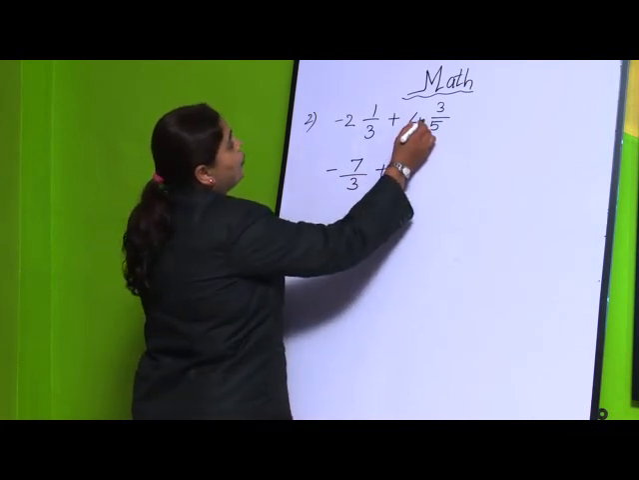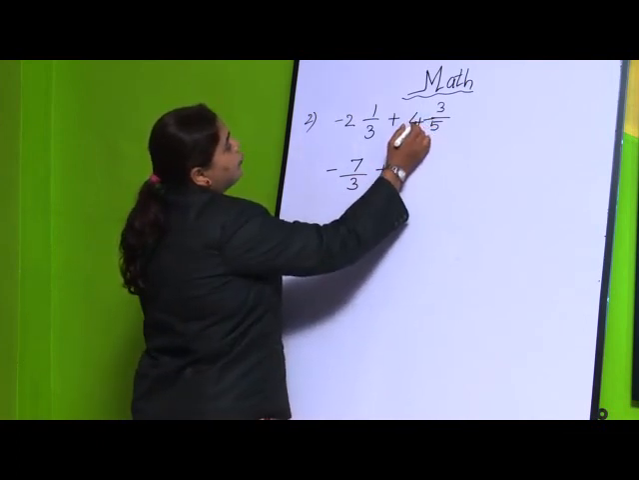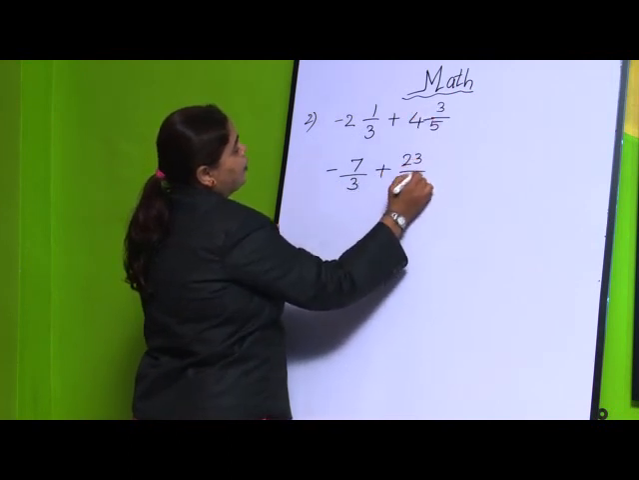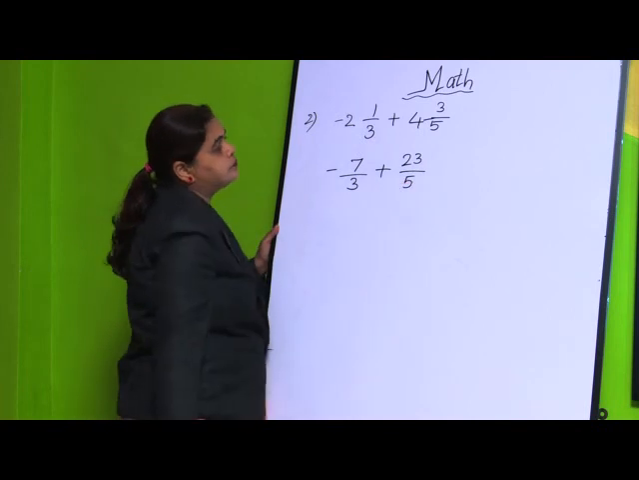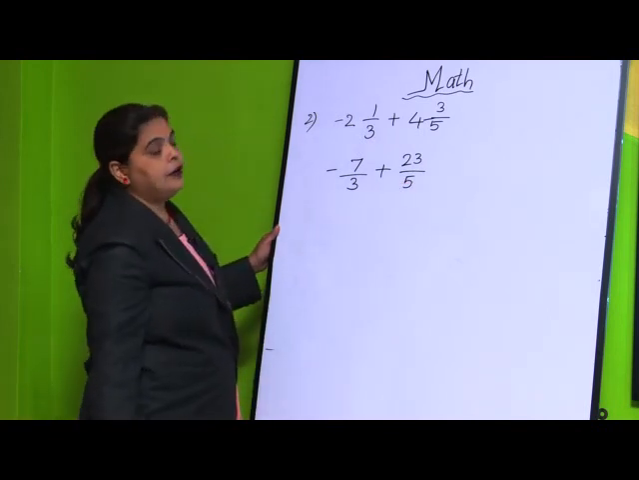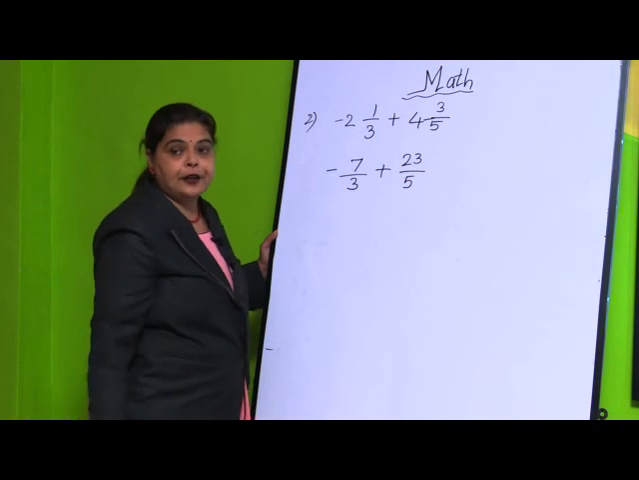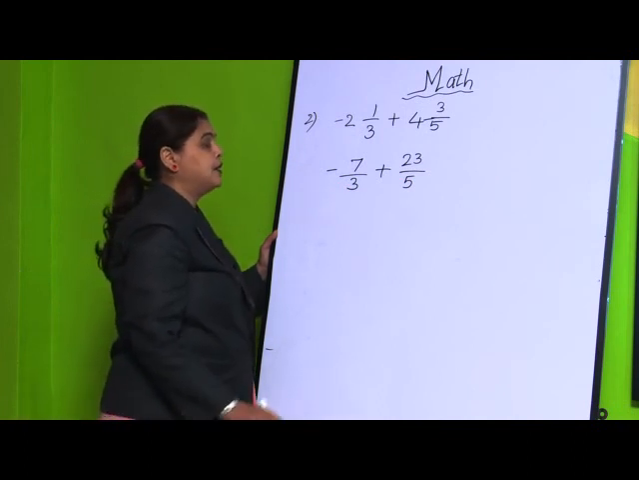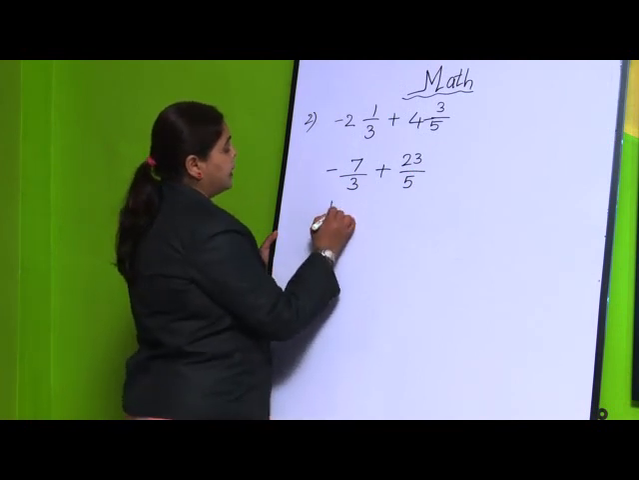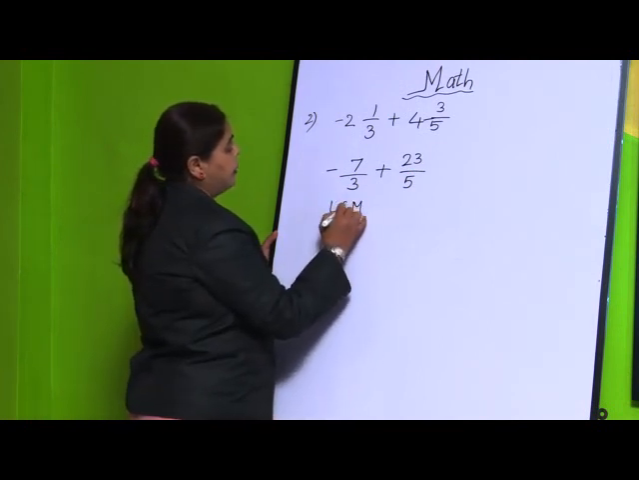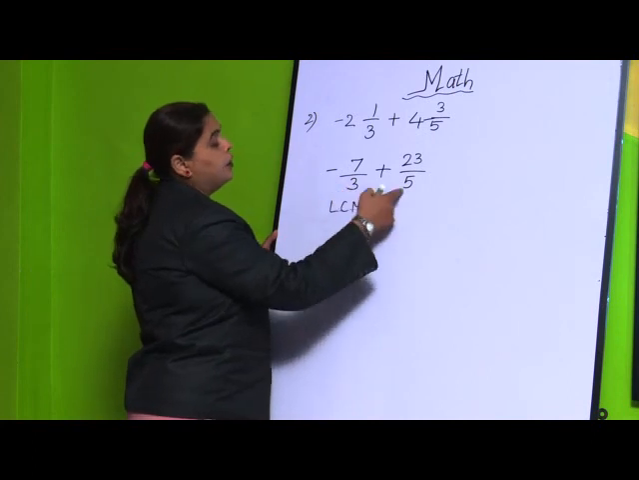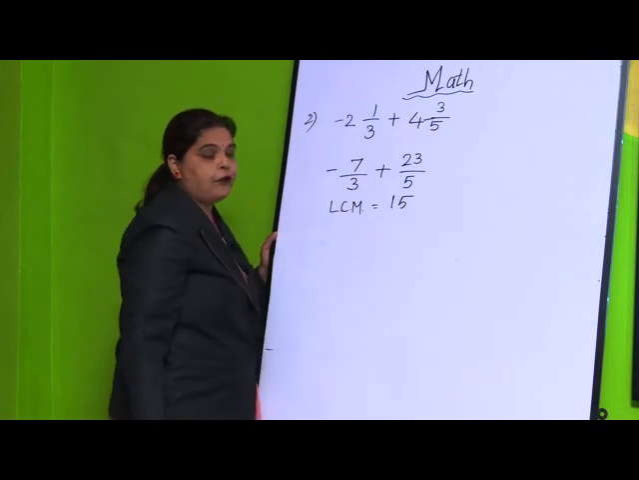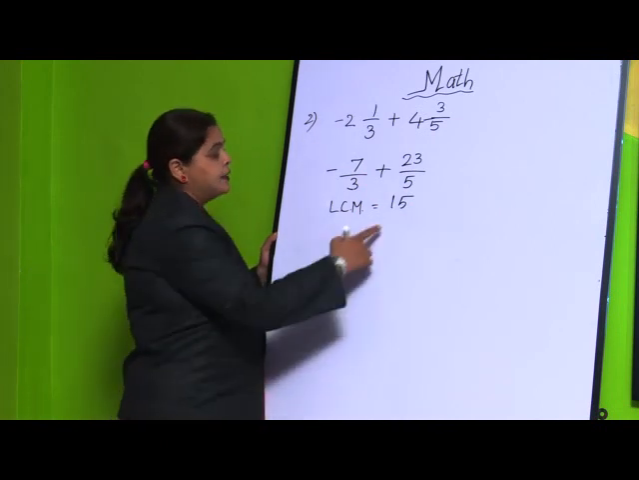Here is 5 whole 3 upon 5. So what will be? 4 5s are 20 plus 3 is 23 upon 5. Now we are having both the denominators different. So first we have to find out the LCM. So what will be the LCM? Yes, you are very familiar now. Always, when we are having prime numbers, we can go directly as 15. 5 3s are 15. So LCM is 15.